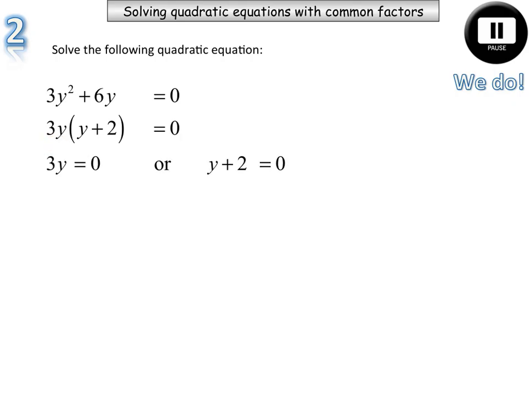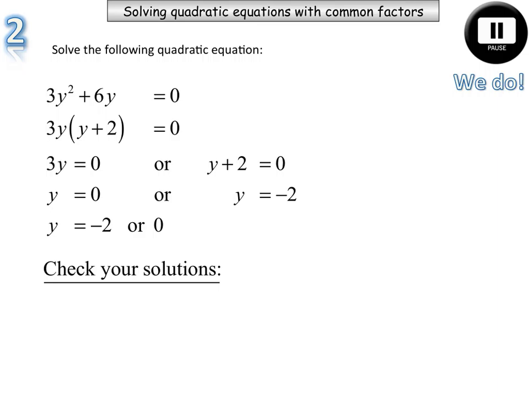Okay, the first part is equal to 0, or the second part is equal to 0. Divide both sides by 3, we end up getting y is equal to 0. Subtracting 2 from both sides, we get y is equal to negative 2. Just writing them in ascending order, we have y is equal to negative 2 or 0.